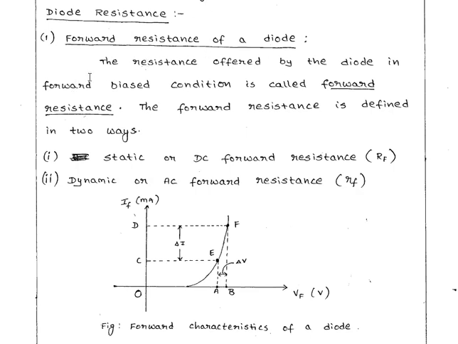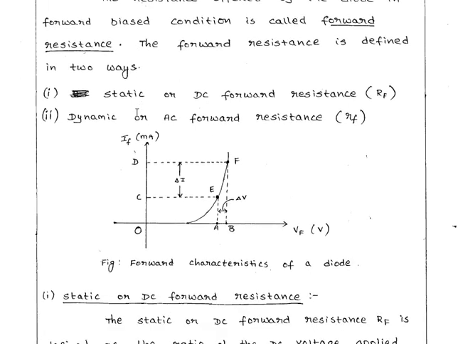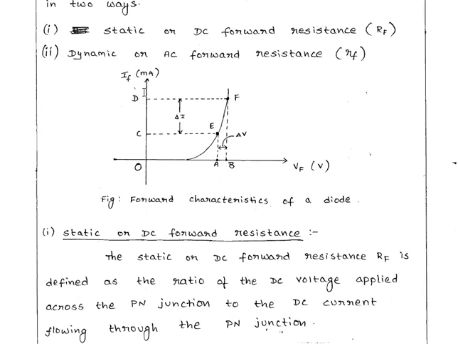The resistance offered by the diode in the forward biased condition is called forward biased resistance. The forward resistance is defined in two ways: static or DC forward resistance, capital RF, and dynamic or AC forward resistance, that is small rf. You can find this graph of VI characteristics in forward bias.